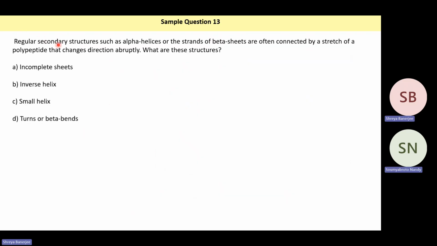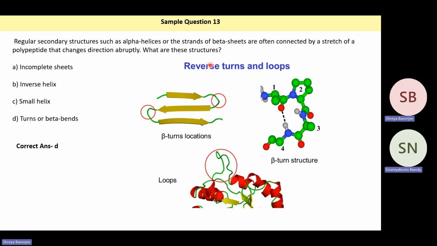Then it is asking, regular secondary structures such as alpha helices or strands of beta sheet are connected by a stretch of polypeptide that changes direction abruptly. What are these structures? Ma'am, is it turns or beta bends? Yeah, beta turns, that is correct. So like I discussed, whenever you have an anti-parallel beta sheet, suddenly the strand cannot change direction. There has to be something causing this change of direction, and that is your turn or beta bend. Even between two helices, they connect two helices like this.